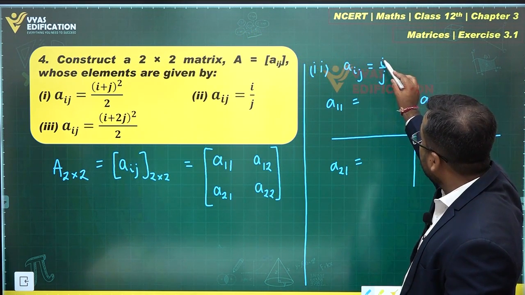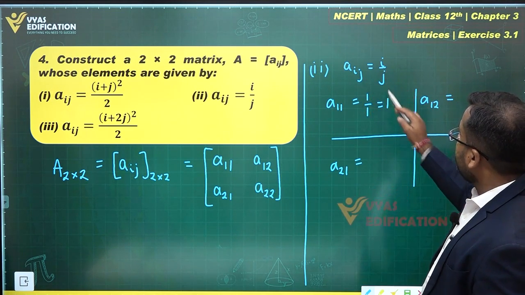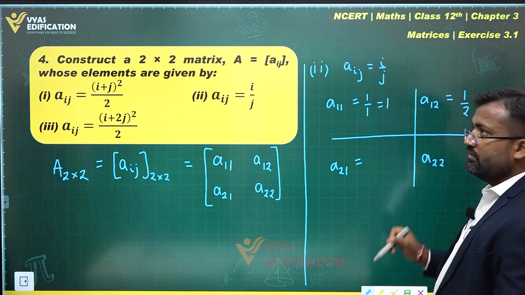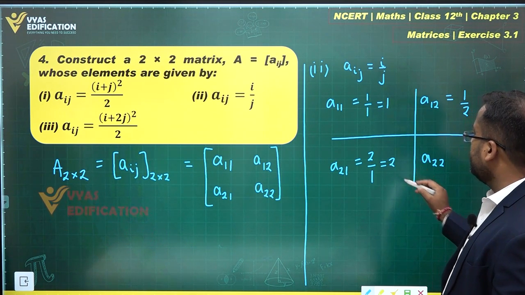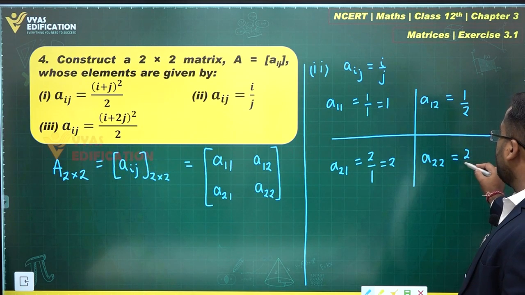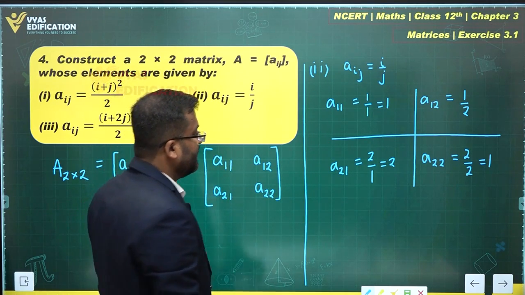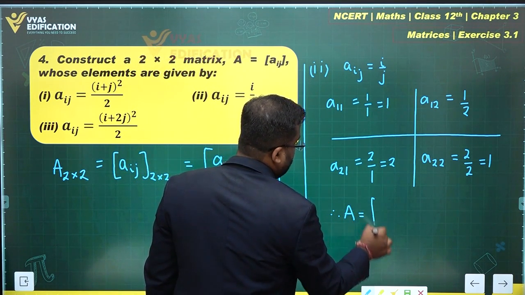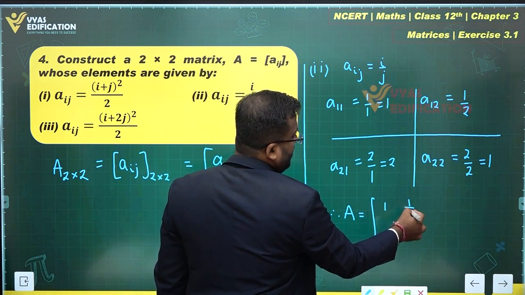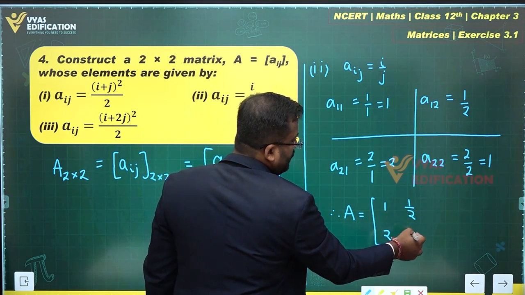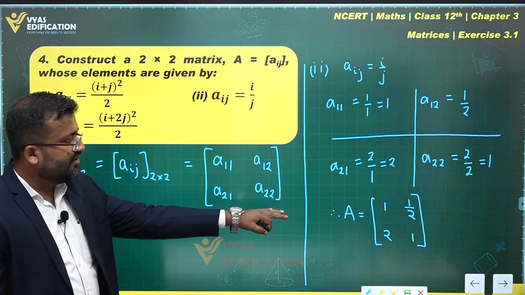A11 is i upon j, that is 1 upon 1, which is simply 1. A12 would be 1 upon 2. A21 would be 2 over 1, which is actually 2. A22 would be 2 over 2, which is simply 1. This is what you get. Therefore, the matrix A that we obtain in this part would have elements A11 equal to 1, A12 equal to 1 by 2, A21 is 2, A22 is 1.